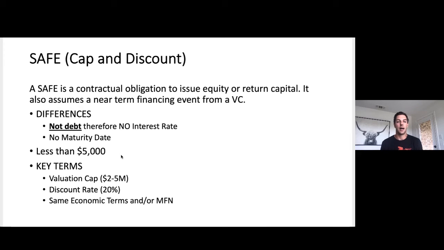It costs less than $5,000 to do these. You can download all the agreements. It's a template, and it's very well received by early stage investors, so not much has to be changed. It's kind of an industry agreed upon standardized form to raise money. But I always recommend having an attorney bless it, and that will cost a little bit of money. And there's three real key terms that occur in a SAFE, and that's the valuation cap, the discount, and again, the same economic terms or a most favored nations clause.